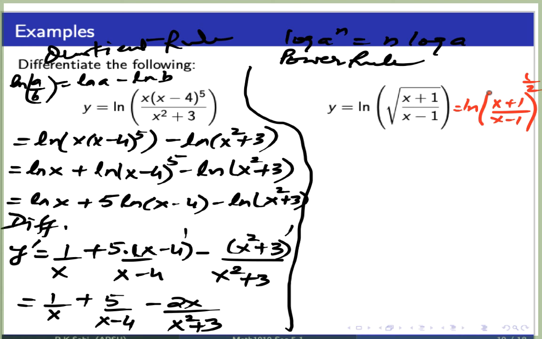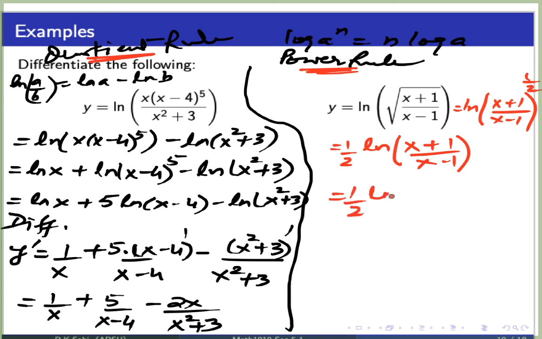Now, first we're going to apply the power rule, then the quotient rule, then the quotient power and the product rule. So the first thing is the power rule. This is the power rule, guys, we apply, which is half times natural log of x plus 1 over x minus 1. Okay, now then we apply the quotient rule, which is half natural log of x plus 1. Now remember, this half is multiplied to both of them, minus natural log of x minus 1.